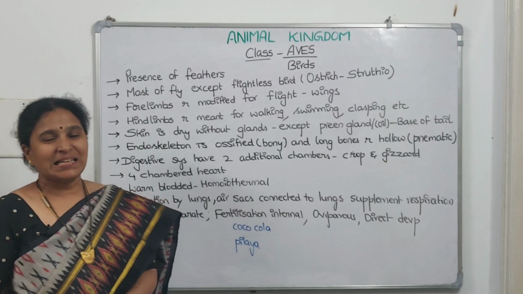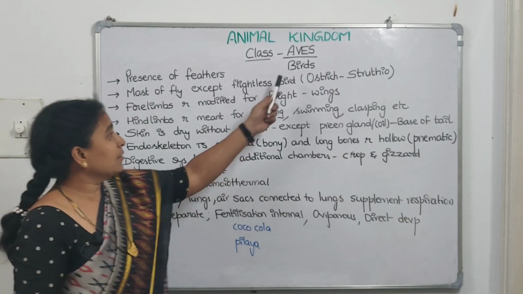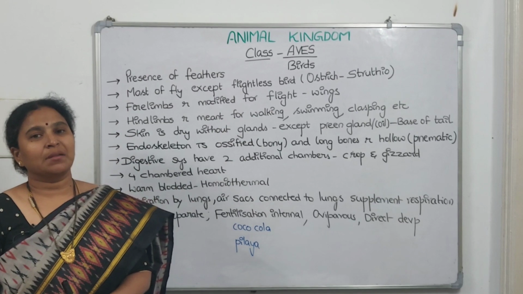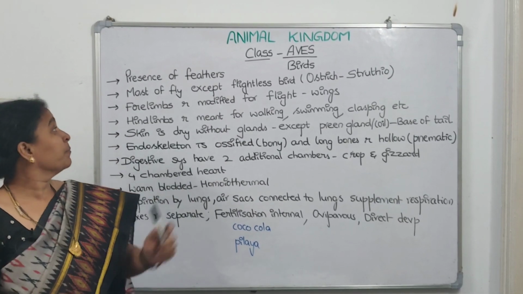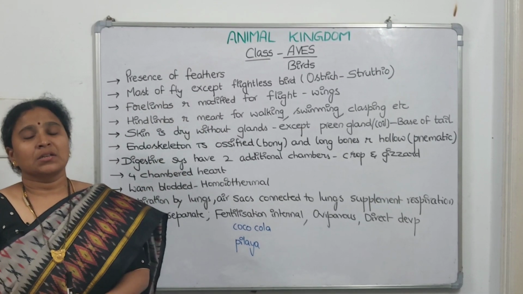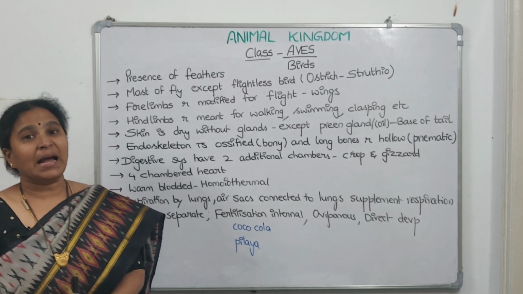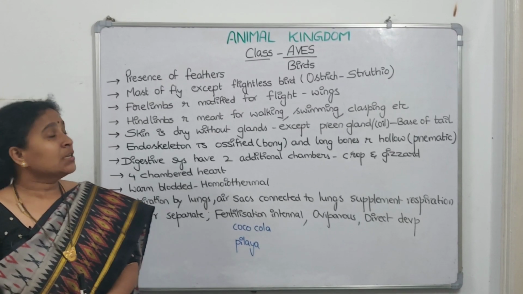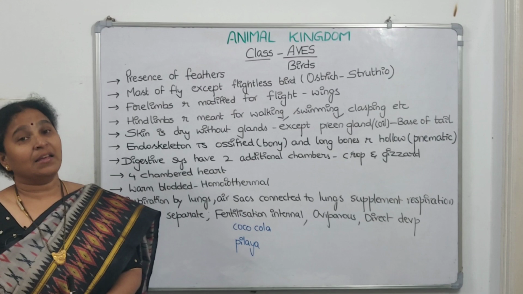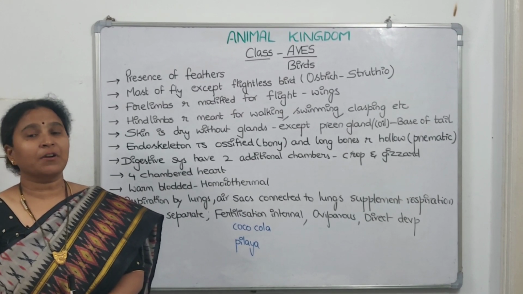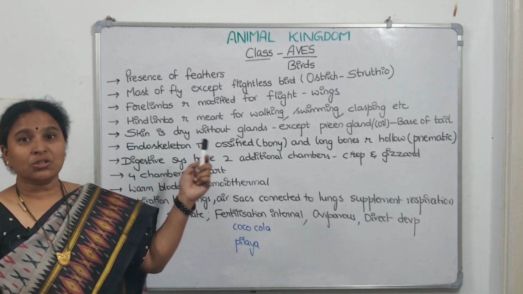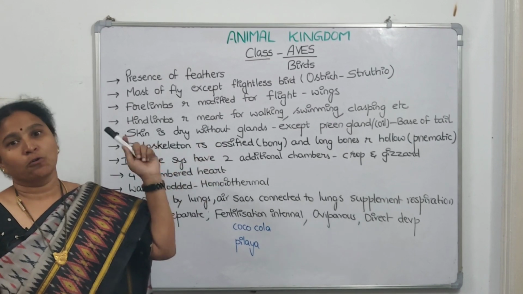Now the next class is Aves. Aves means birds. All of us know that birds are covered by feathers. The presence of feathers makes them light and helps them in flight. All birds usually fly except flightless birds. An example of a flightless bird is the ostrich, whose scientific name is Struthio.